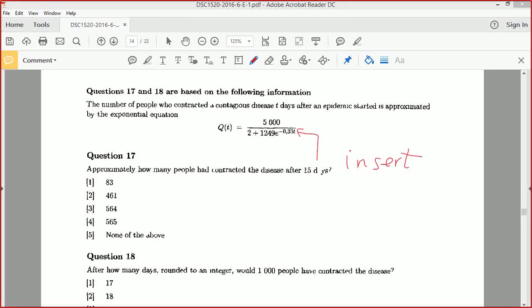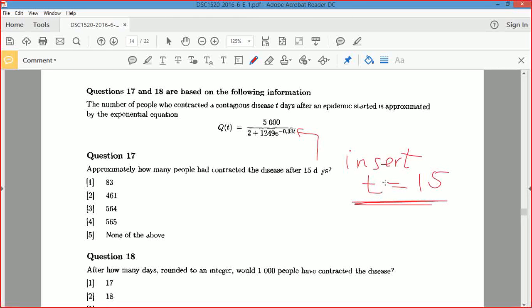Okay, I can see. Okay, insert T equals 15. Because they told you the number of people contracting the contagious disease T days after the epidemic. Right, so 17 is just asking you, do you know how to use your calculator? That's all. So do you? Well, I would have taken the long way to calculate it. Long way, short way, as long as you get the right answer.